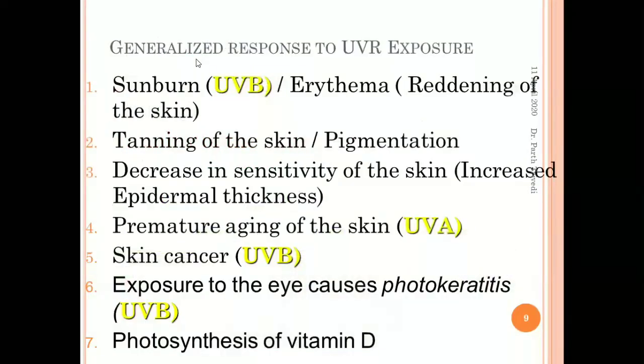What does it do? Erythema, sunburn, tanning, increases the epidermal thickness, can cause premature aging, can cause skin carcinoma. You would have seen people complaining about prolonged exposure to the skin. Prolonged exposure of UV to skin can lead to skin carcinoma, very common in the white population because they don't have that much melanin. Exposure to the eye causes photokeratitis, and obviously ultraviolet is helpful in the synthesis of vitamin D.